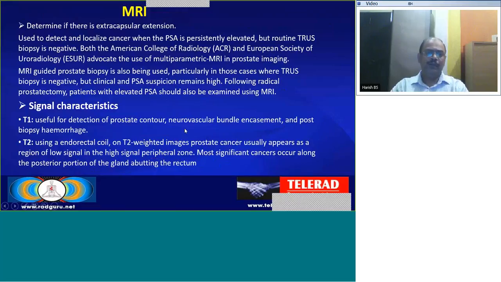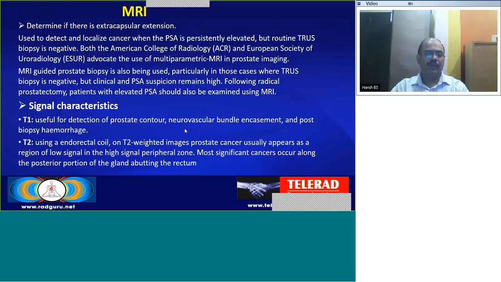So the next modality of choice would be the MRI. The primary use of MRI is in the detection of extracapsular extension, wherein it can detect the extension of the lesion beyond the true capsule. It is used to detect and localize cancer when the PSA level is persistently high, but the routine transrectal ultrasound guided biopsy is negative.